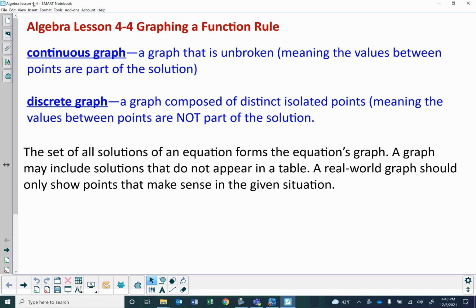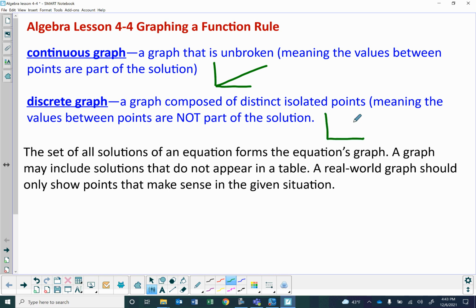A discrete graph is a graph composed of distinct isolated points, meaning the values between points are not part of the solution. For example, let me show you what I mean. If I had a graph and we had an x and y axis here, and I was working with continuous points, like the amount of money you earn from magazine sales, that would be a continuous graph because the points between the values have meaning, because you have so many cents between each value. I could make $12.05, I could make $12.20.